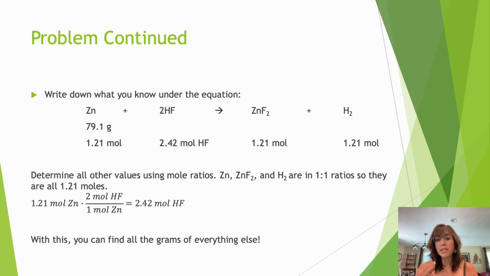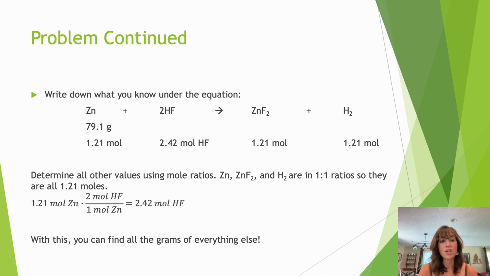So now that we know the limiting reactant, let's write down underneath the equation what we know for a fact. We know we have 79.1 grams of Zn. I went back and just did the quick little conversion to moles of zinc, and it's 1.21 moles. Well, I also know that I make 1.21 moles of ZnF2. We just found that out. So right here, right now, no matter what the next question is, go ahead and find moles of everything else. Well, you should notice that Zn, ZnF2, and H2 are all in a 1-to-1 ratio. Therefore, they all are going to be 1.21 moles.